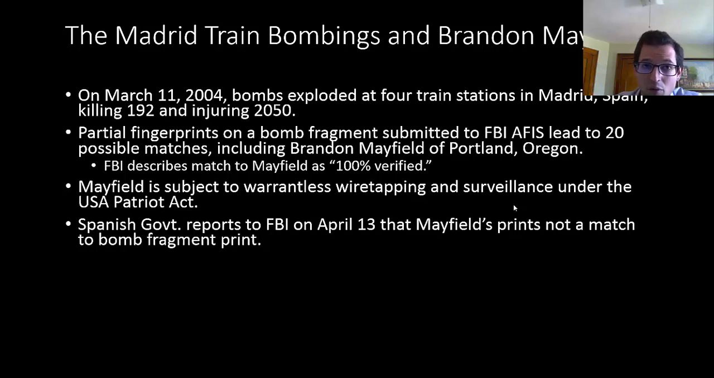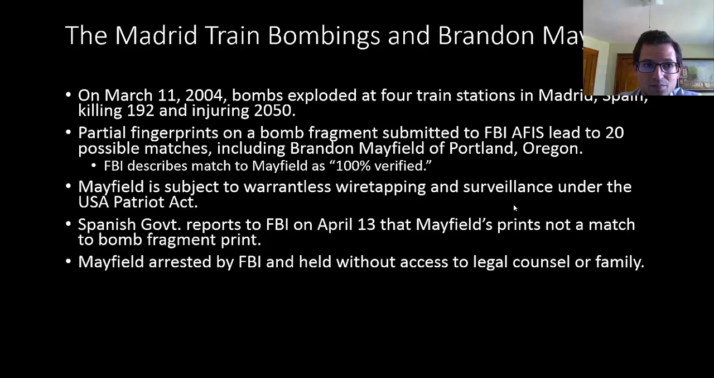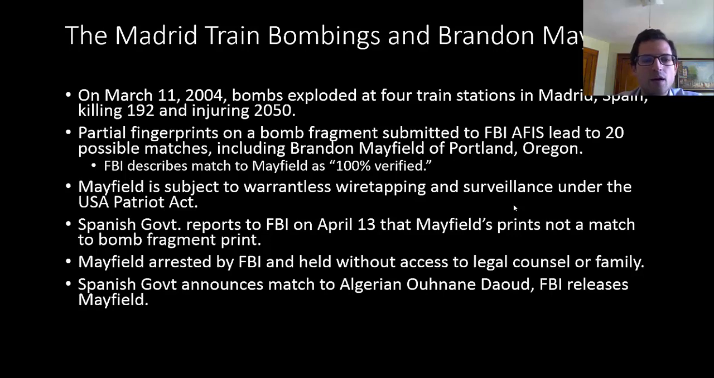The Spanish government reported to the FBI that Mayfield's prints were not a match to the bomb fragment print. However, Mayfield was arrested by the FBI and held without access to legal counsel or to family. So again, you know how when a person gets arrested, they have a legal right to have a lawyer present or to make phone calls to their family, things like that. This was not the case for Mayfield, again, because he was being arrested under suspicion of terrorism. Special rules apply there. The Spanish government announced a match to an Algerian, and the FBI released Mayfield.